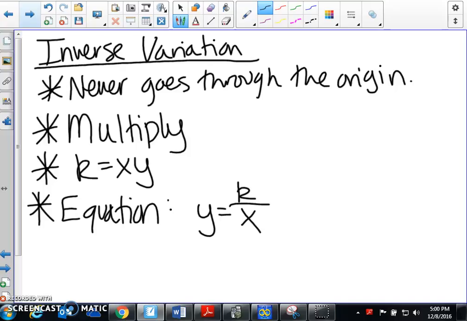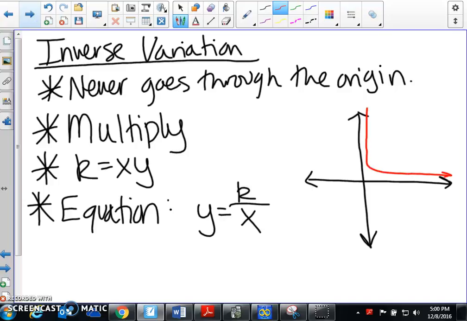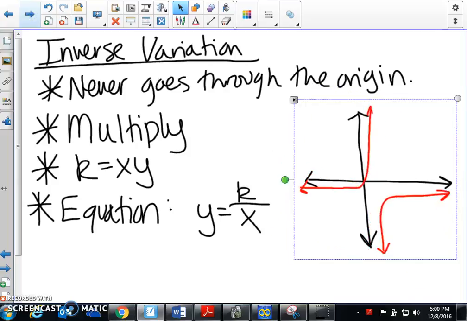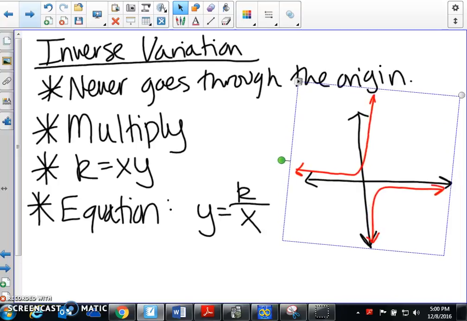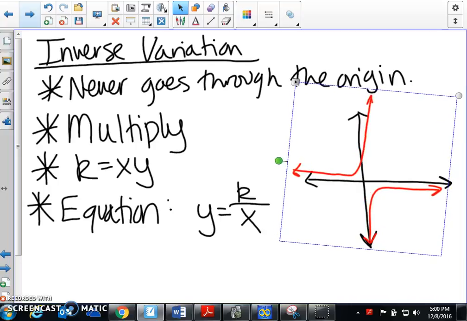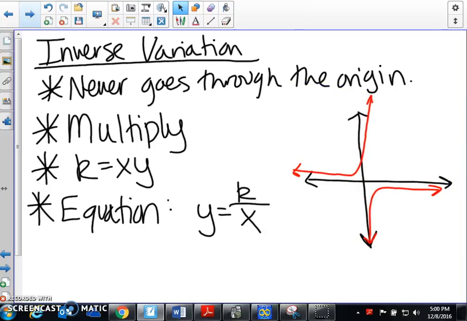Okay? The graph of an inverse variation looks like this. I just need you to be able to identify. So it never goes through the origin, and it does this weird kind of like U-shaped thing, and it mirrors itself on the other side. It could be on the other side as well. So it's like those two, like it wants to be an X, but it's not, kind of converging. It's two lines, they're separated.